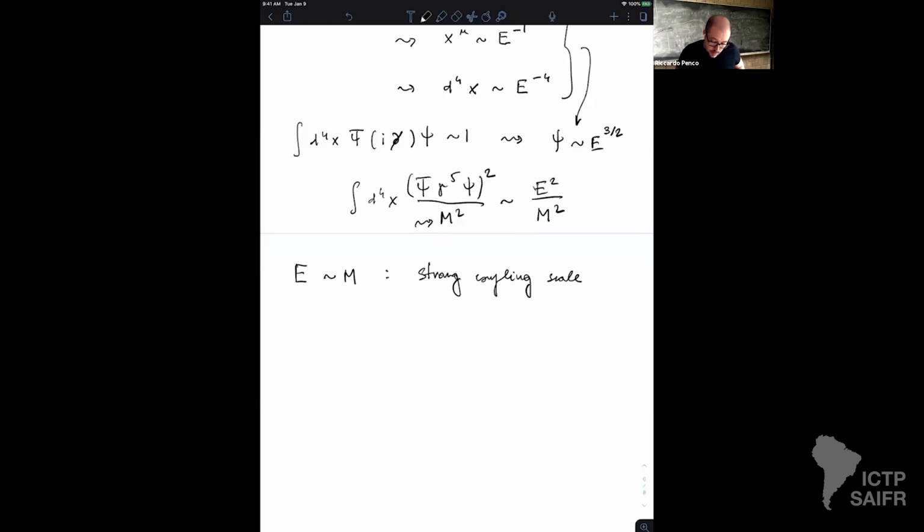Okay, at this scale, all your interactions become equally important. This scale is also referred to as cutoff, more colloquially, but for reasons that are going to become more clear in a moment, because when we consider loops, we're not going to regularize them using a cutoff. I find it a bit misleading, so I'm just going to stick with strong coupling scale for these lectures.